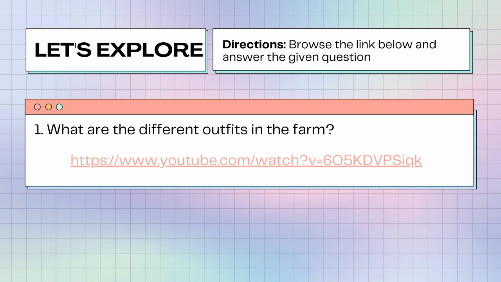Let's explore. Browse the link below and answer the given question. What are the different outfits in the farm? I will give you time to answer.